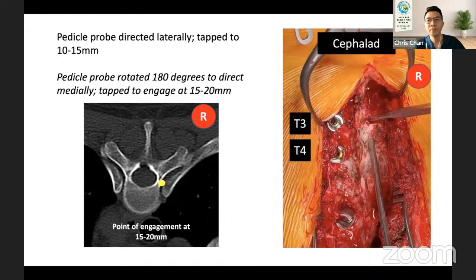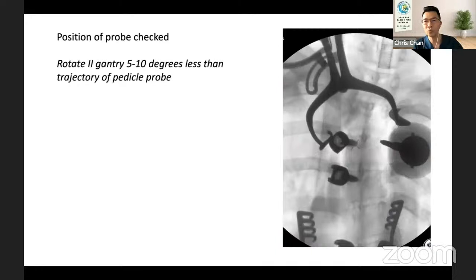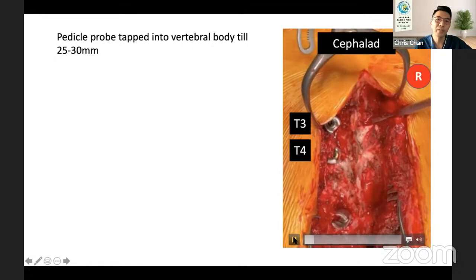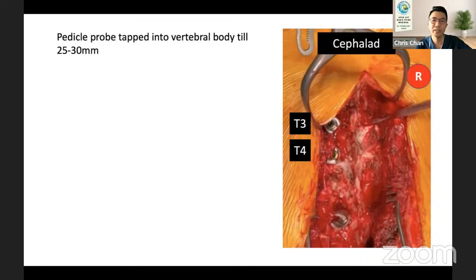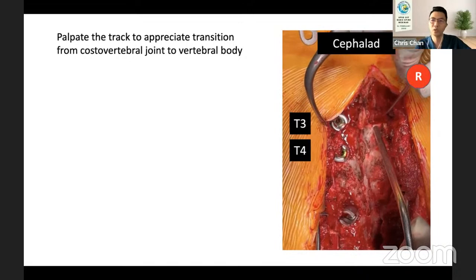Next, we check the probe position and we rotate the II gantry 5 to 10 degrees less than the trajectory of the pedicle probe to get this view. And in this next video, the pedicle probe is tapped into the vertebral body until it goes to 25 to 30 millimeters. We palpate the track to appreciate the transition from the costovertebral joint to the vertebral body, as shown here.